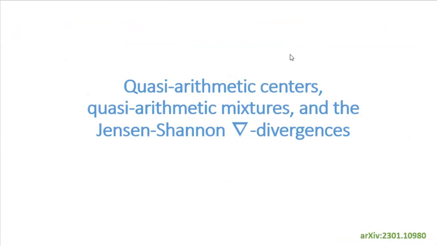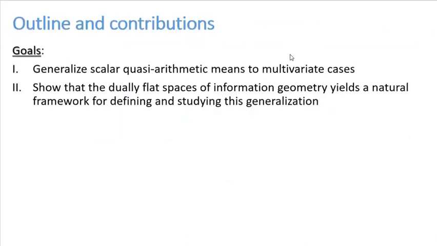So I will show you that the dually flat space or the Bregman manifolds can also give us some very intuitive way to generalize a common concept called the quasi-arithmetic means. Okay, this is the second part of this talk. So the goal is to generalize a concept called quasi-arithmetic means to multivariate cases, and to show that the dually flat space of information geometry will bring many intuitions and properties for this generalization.